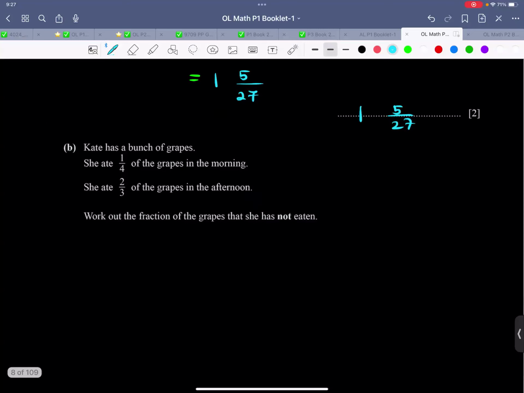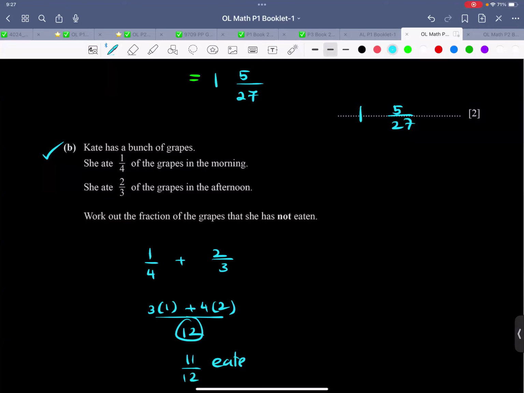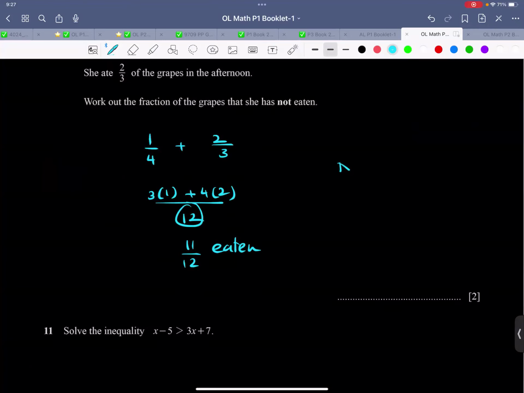Second part, Kate has a bunch of grapes. She ate 1/4 in the morning, 2/3 in the afternoon. What fraction of the grapes has she not eaten? So first of all, add 1/4 and 2/3. So the LCM is 12. 12 divided by 4 is 3, so that's 3 into 1. 12 divided by 3 is 4, that's 4 into 2. So 8 plus 3 is 11/12. This is what she has eaten. So therefore, not eaten should be 1 minus 11/12, which comes out to be 1/12. That's the answer for this part.